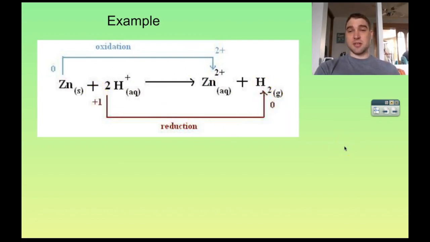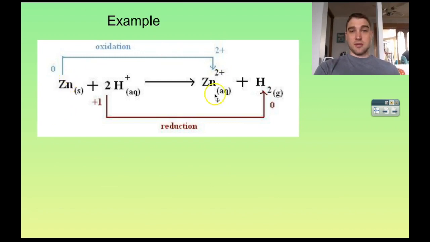So here are the questions. Which substance is losing electrons? Which substance is gaining electrons? Which substance is the reductant? Which substance is the oxidant? So let's have a look.